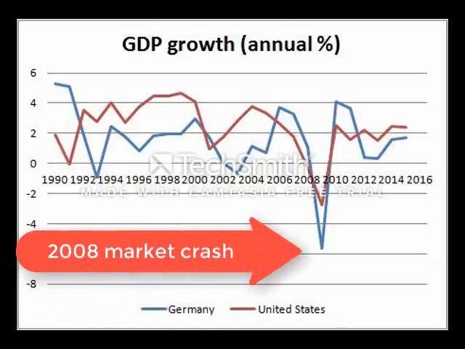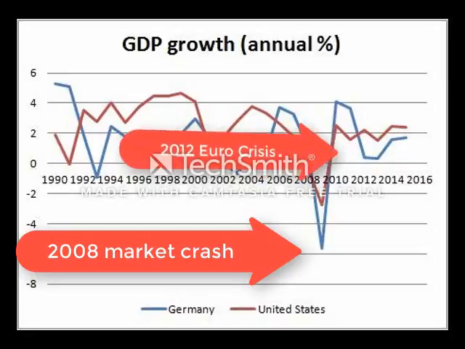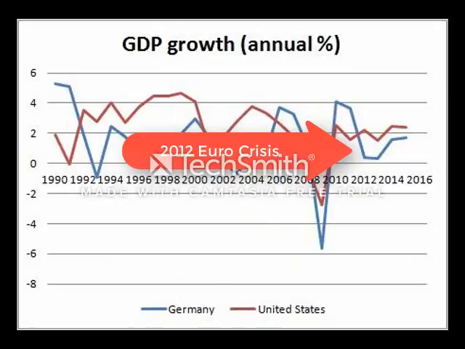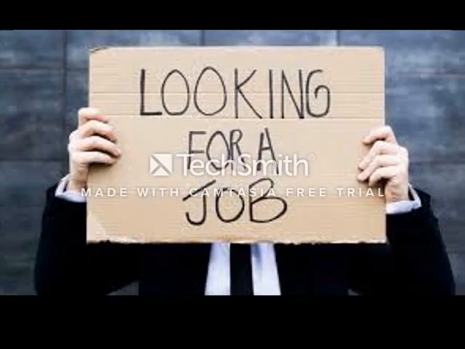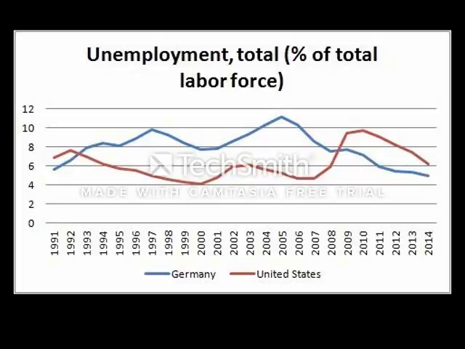GDP growth dropped, much like the United States, in 2008 and again in 2012 as the Euro crisis dampened German growth. Germany saw double-digit unemployment as of 2005 due to stagnation. Since then, Germany has seen a steady decrease in unemployment.